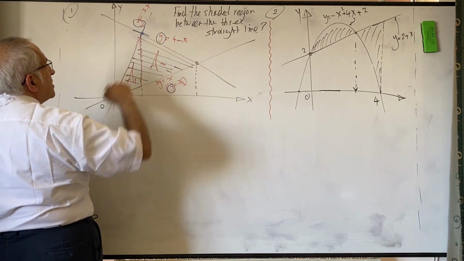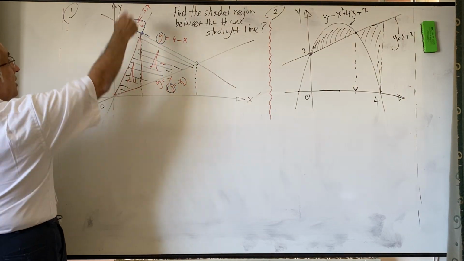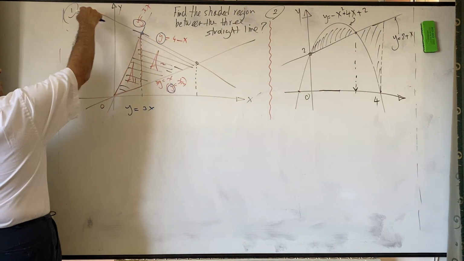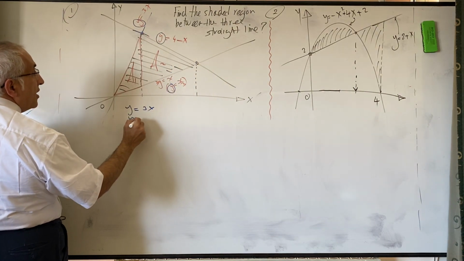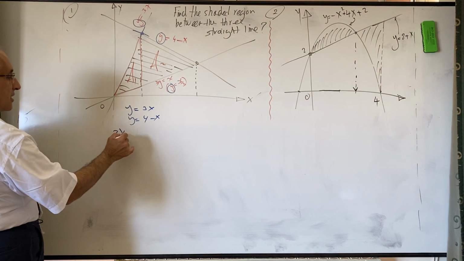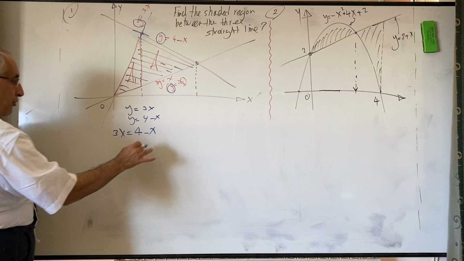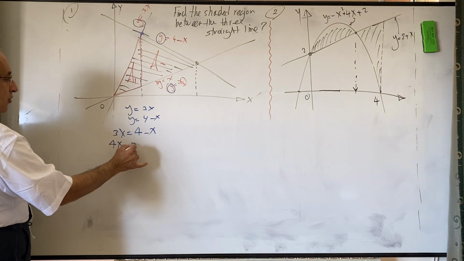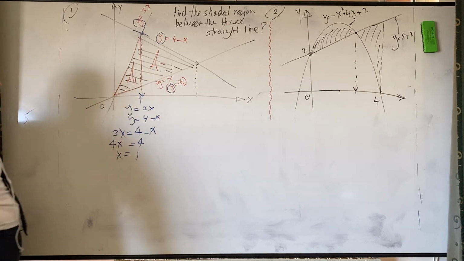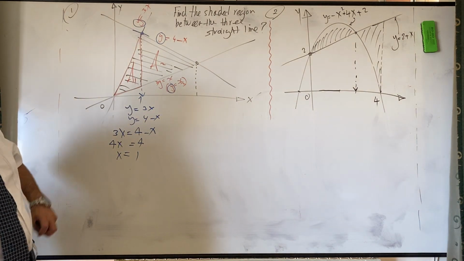So how can I solve this simultaneously? That straight line has this equation. And this straight line has this equation. And as you can see, you can solve them simultaneously. How? 3x equals 4 minus x. Put the x in here. 4x equals 4 and x equals 1. So for sure this point is 1. Alright? This is something important you know.